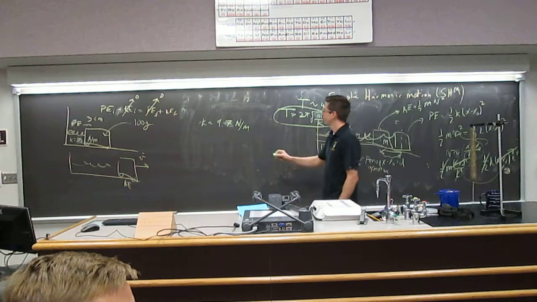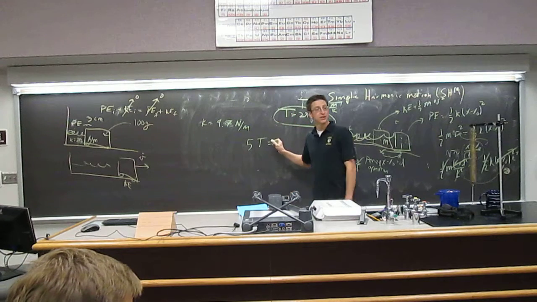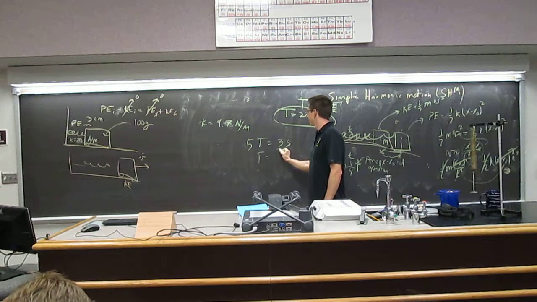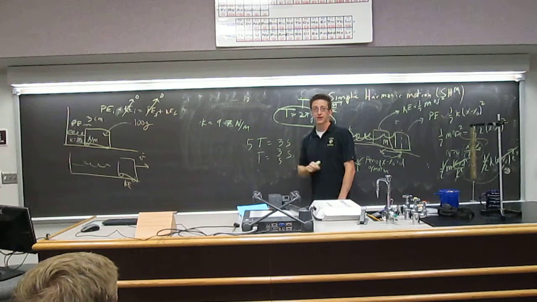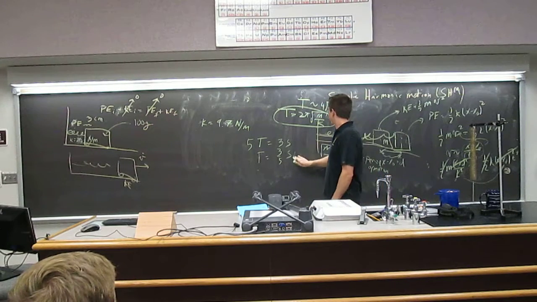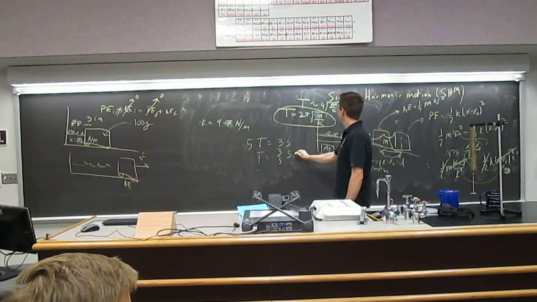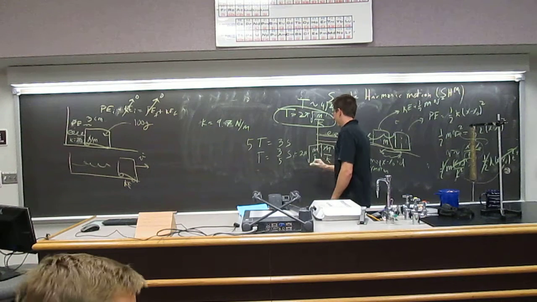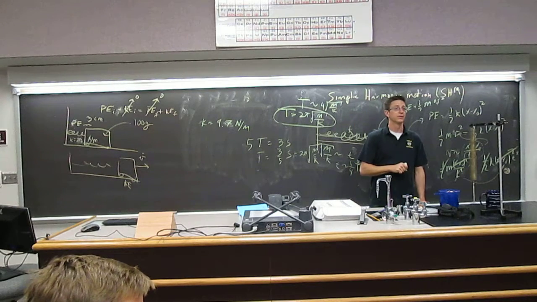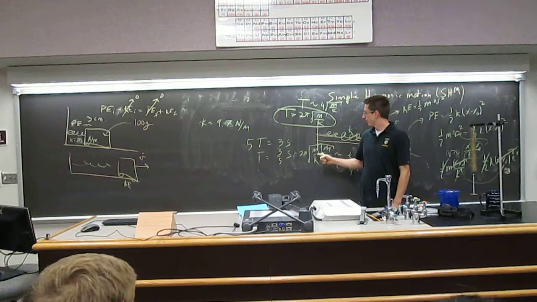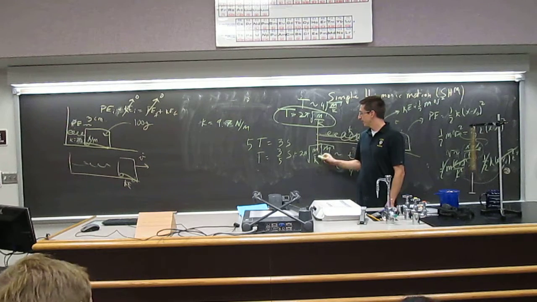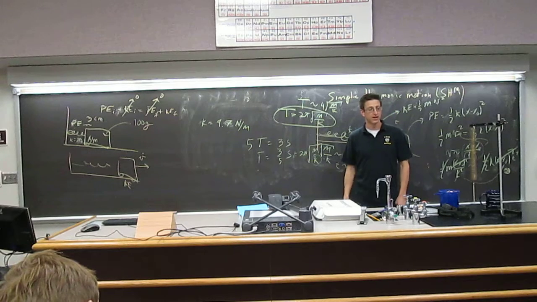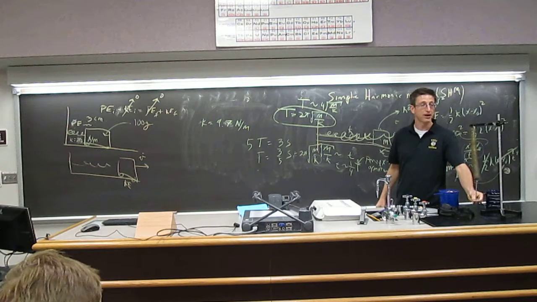So what's the time for 5 periods? About 3 seconds. Good, so the period is 3/5 of a second. Now, according to what we have here, that should be equal to 2 pi square root of m over k. Let's see if we can figure out a k from this and see if it's anywhere near that k. This mass we have here is 50 grams.